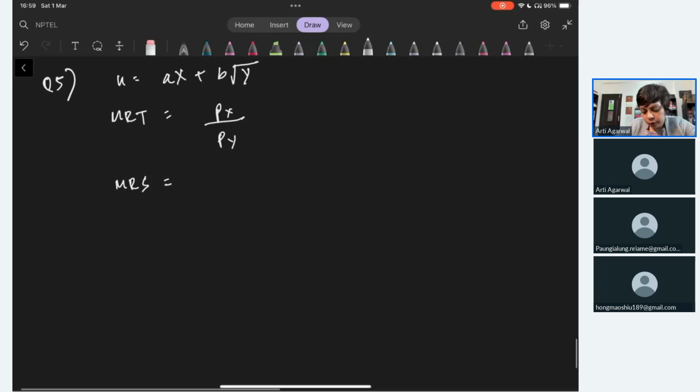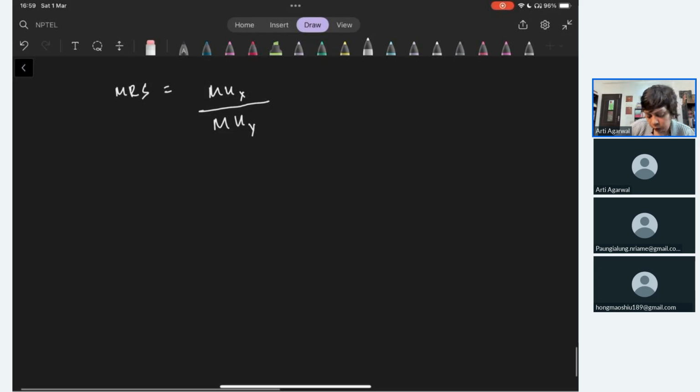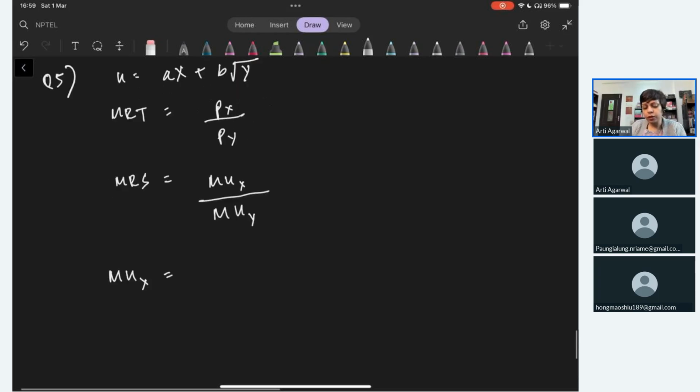MRS is equal to marginal utility with respect to X and marginal utility with respect to Y. Wait, let me rewrite this. This is actually capital X and capital Y. So X, Y. Okay, so let's calculate the marginal utility with respect to X. We are given the expression AX plus B root Y. So marginal utility with respect to X is just A.